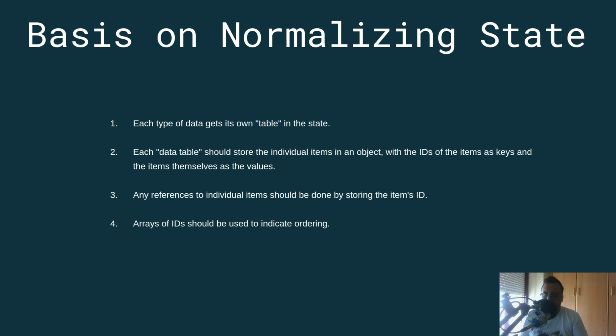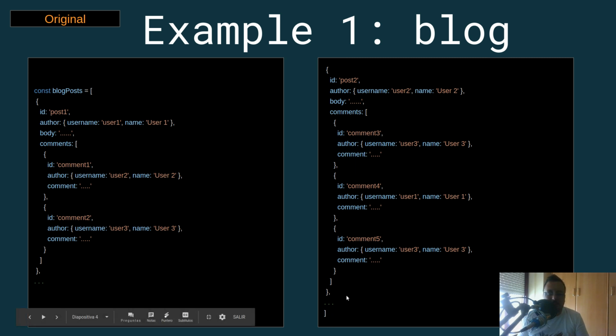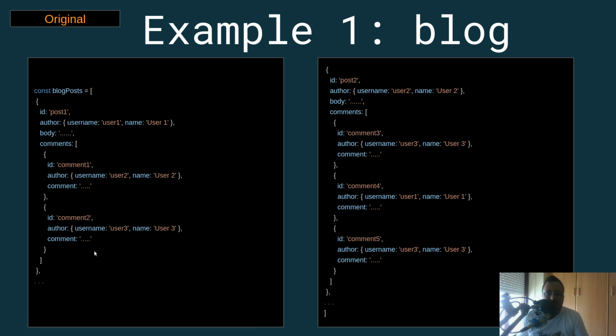So let's see a little example about the typical blog, the sample from the original documentation. We have this kind of state shape. We have a blog post, and continuing here in the state we have the second blog post, and we would be having others and others. So the blog post has its ID, the author, the body, and some comments related to that blog, and the same for the second post with other comments.